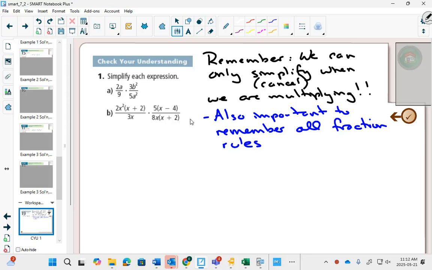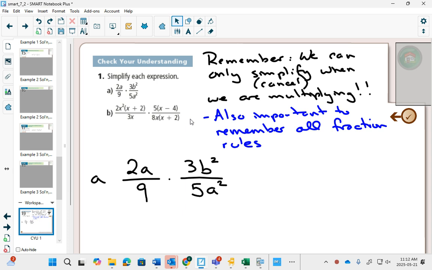Okay, so the first one, I'm going to rewrite everything. 2a over 9, multiply, which is important. And here we have 3b squared over 5a squared. These are all monomials. Everything is multiplied together. And I'm going to color code things here. I'm going to start with purple. I'm going to start looking at the numbers.